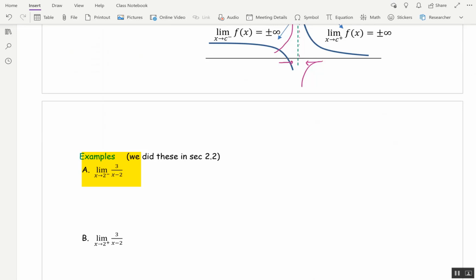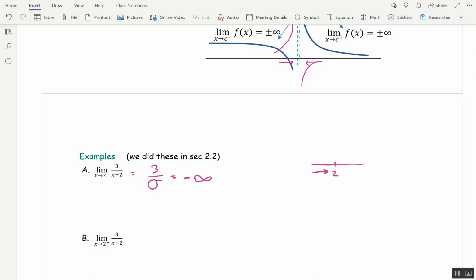The limit as x approaches 2 from the left, that minus sign above the 2 means from the left. So here's 2. We're coming in from this side. Okay, so that's going to be 3. I'm taking the limit, so I'm dropping the limit sign. X is approaching 2. 2 minus 2 is 0. But are those small values positive or negative? If we're approaching 2 from the left, we're taking numbers less than 2 and subtracting 2. So those are small negative numbers. So 3 over very small negative numbers is negative infinity.